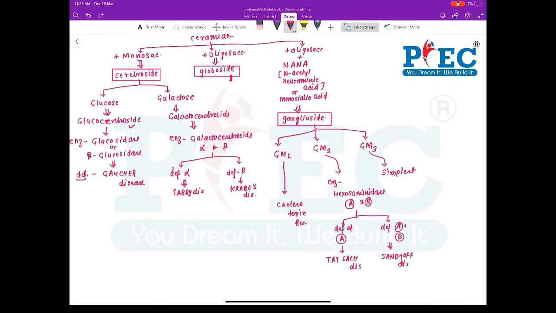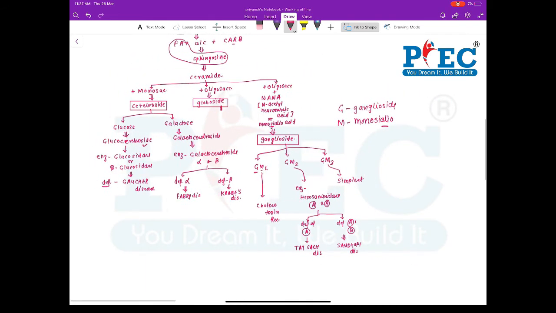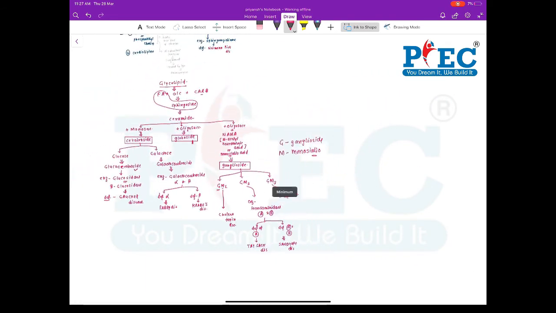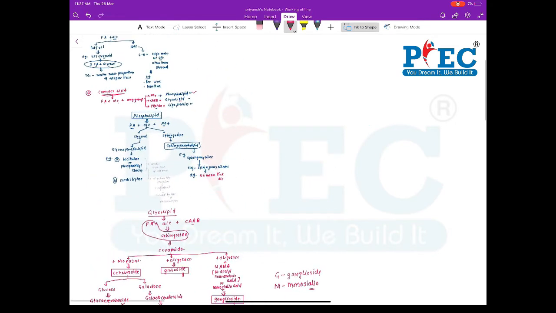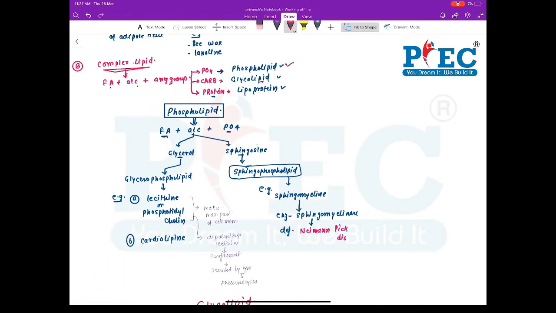Now why is this called GM? G stands for ganglioside and M stands for monosialo, because the constituents are ganglioside and there is one sialic acid. So this is the second example of complex lipid. The first example of complex lipid was phospholipid. The second example is glycolipid.